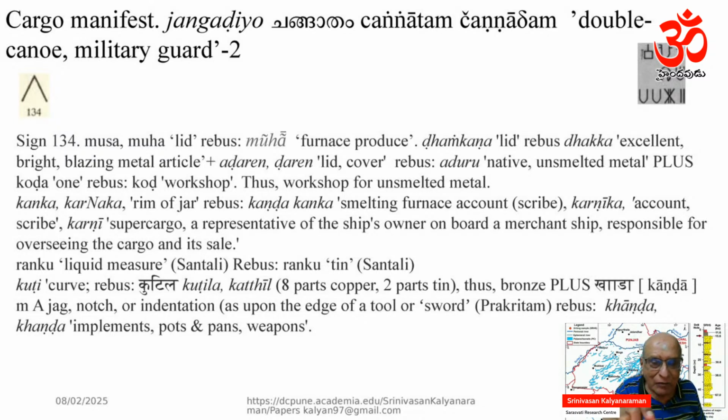Alloy metal, furnace produce. It can also be dankana as a lid. Dakka means excellent, bright, blazing metal article. You can do that. Whether it is dakka, dankana, or musa. Most likely it is musa, muha.